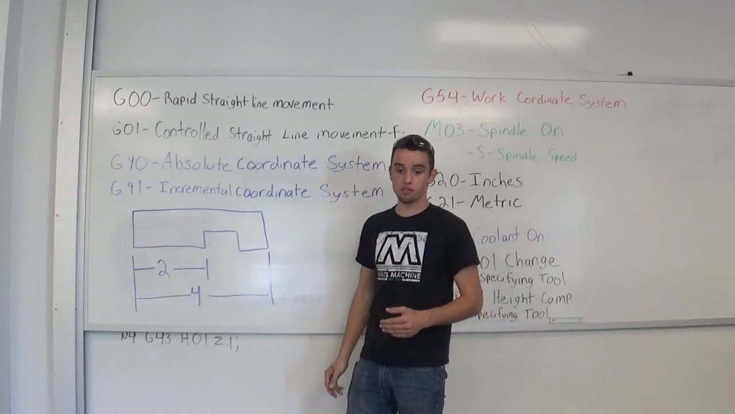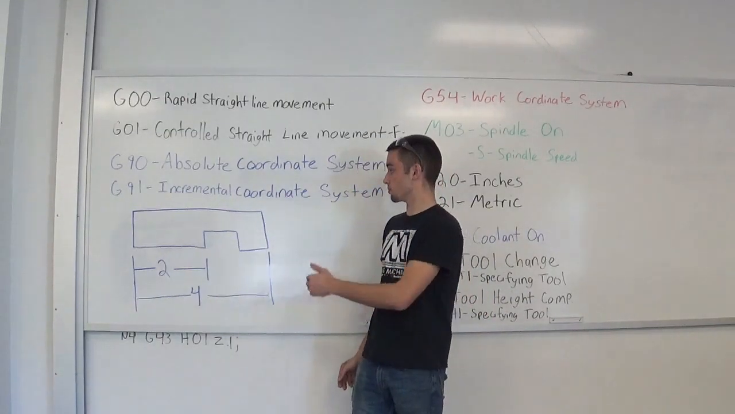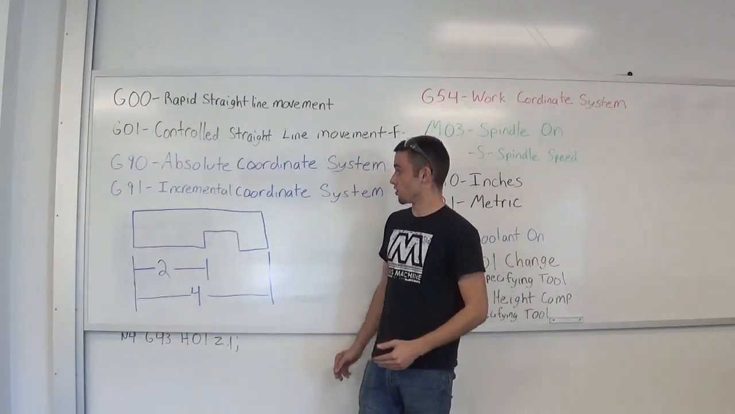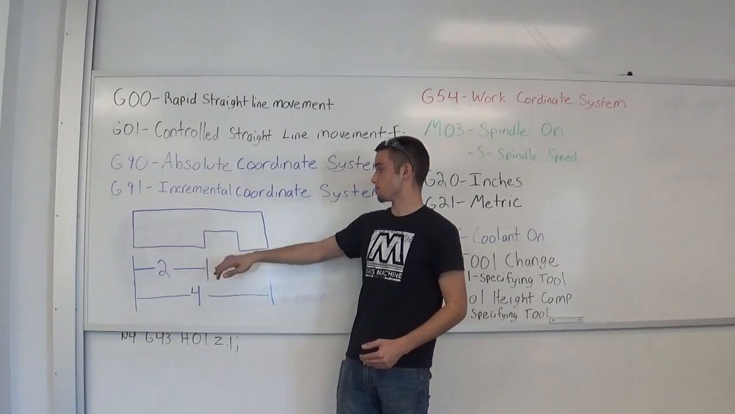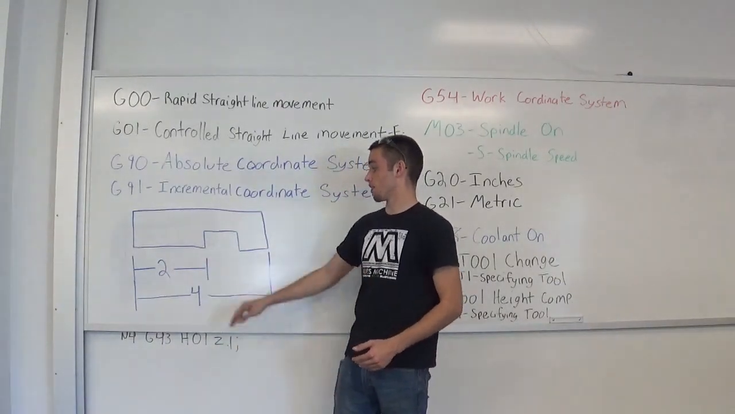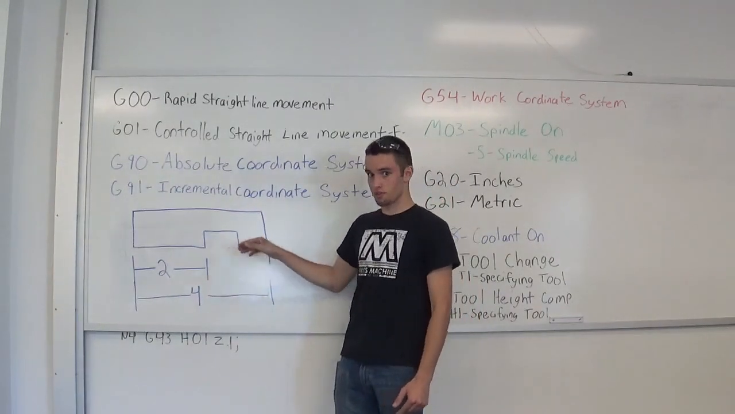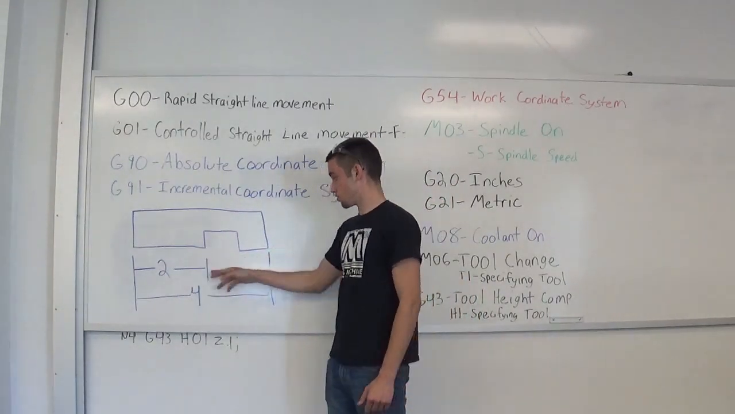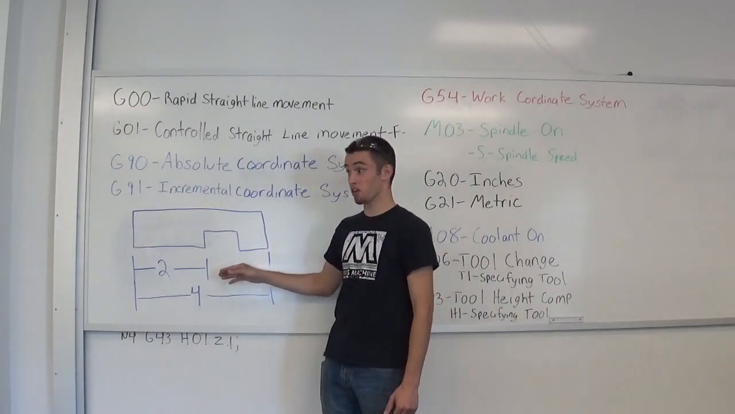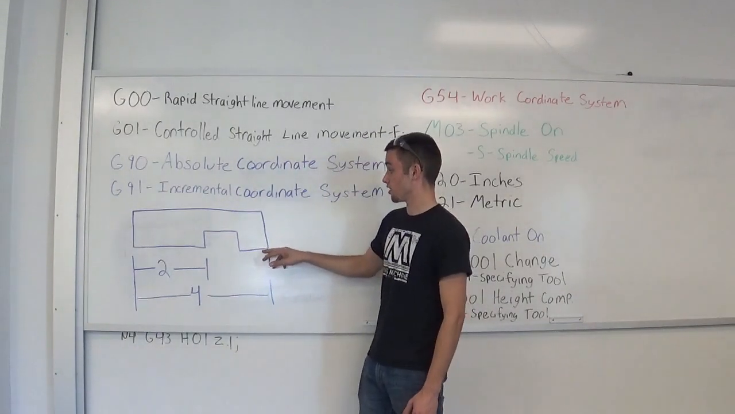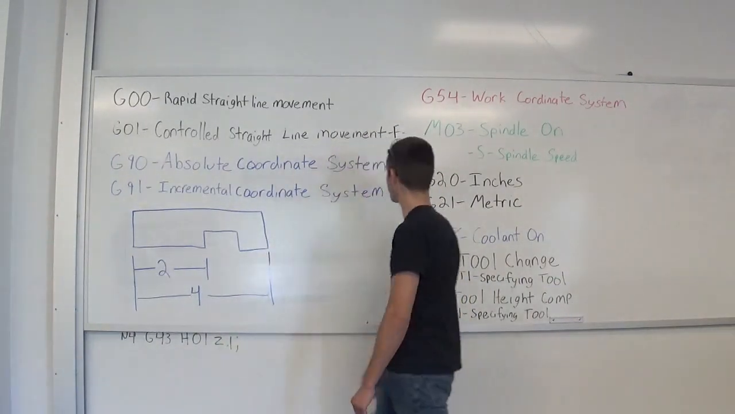Incremental means your zero is not stationary. It's going to be wherever your last point on the blueprint is. So if I start here, and I say X of 2, yes, I'll move over to X of 2 inches. But now if I'm trying to get to X of 4 inches right here, I need to call up X2. So I move over from here 2 inches. 2 plus 2, 4. If I call up an X of 4, thinking I'm going to come here, you're not. You're going to come all the way over here to X of 6, because 4 plus 2 is 6.